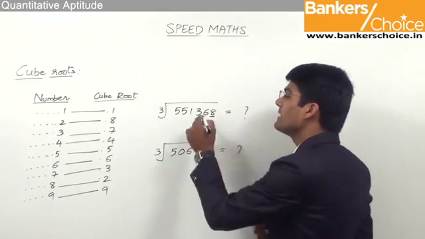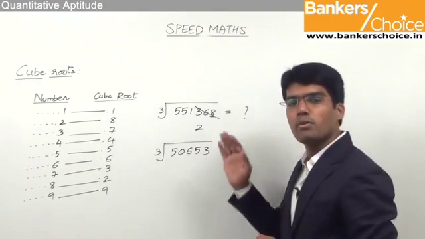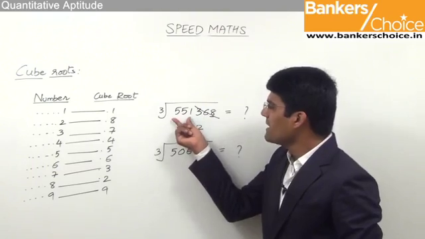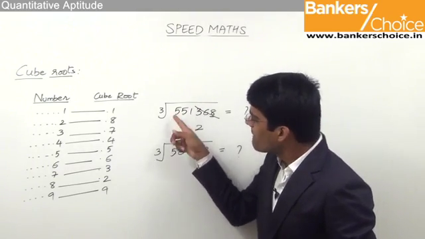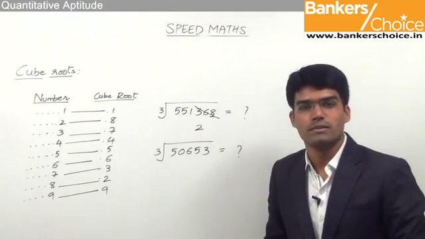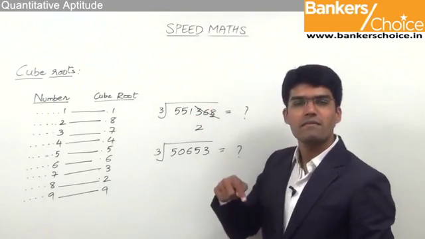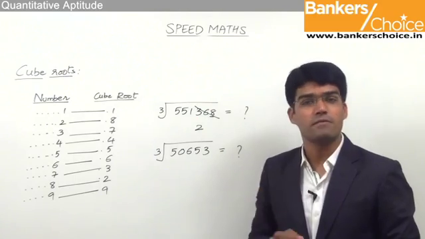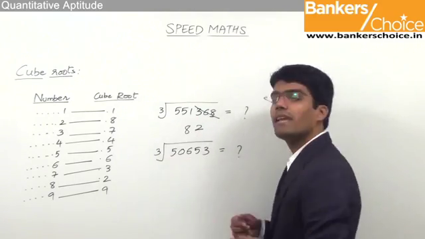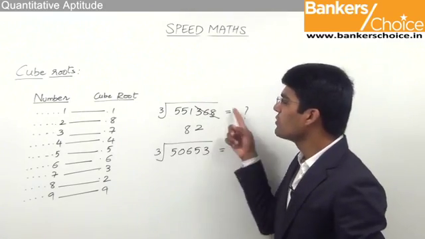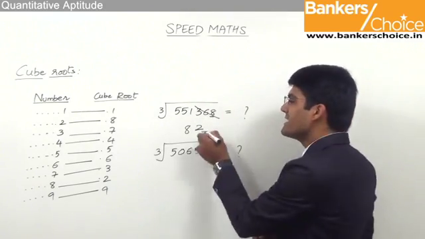Here we have to leave the last three digits. That means forget about the last three digits. From the remaining part of the answer, find out that number which is immediately less than 551 and a perfect cube. Now something which is immediately less than 551 and a perfect cube is 512. 512 is 8 cube. So the tens place has to be 8. So the answer for cube root of 551368 is 82.